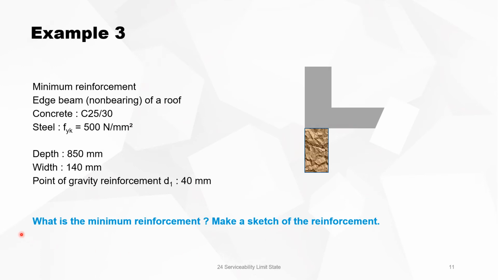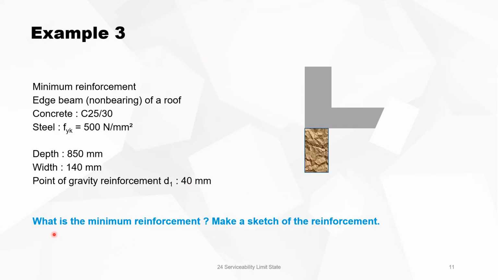The third example, you have, for instance, some masonry and a roof in reinforced concrete, and this is the edge of the roof. So this is a non-bearing beam, and it's just an edge beam of a slab. And it's in concrete grade C25/30. The depth is 850 and the width is 140 millimeters. And we will use a point of gravity for the reinforcement equal to 40 millimeters.